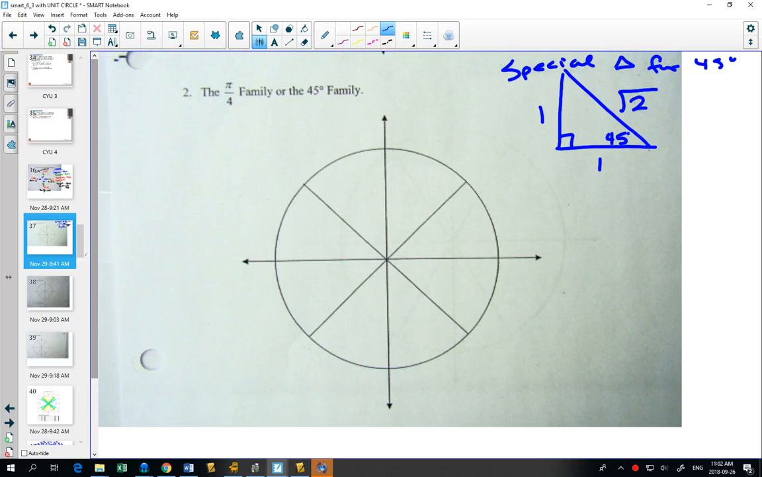Now, before we write things down from that special triangle, we're going to label the easy parts of our 45-degree family first, which are the degrees and then the radians. Degrees first. So what makes something part of the 45-degree angle family? Every reference angle is 45 degrees. So if we go to quadrant 2, this angle will be 135 degrees. In quadrant 3, 180 plus 45, 225 degrees. And in quadrant 4, 360 minus 45, 315 degrees.